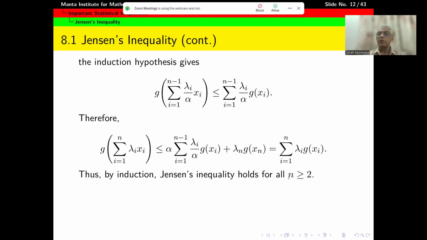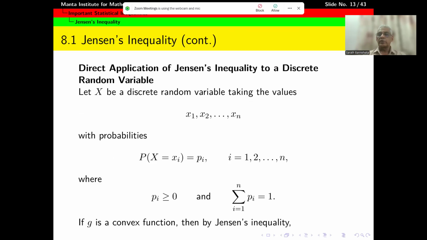So that's how we prove the Jensen's inequality by induction, right? So please go through it to understand. It's not difficult to see, right? So now we are coming to the statistical version of this, right? We can actually get the statistical version for discrete random variable directly using the Jensen's inequality. So let us look at that first.